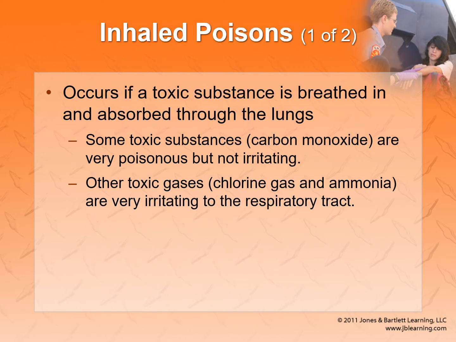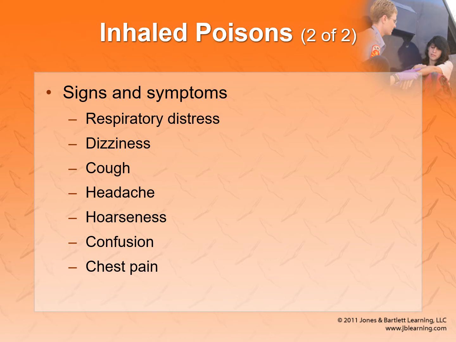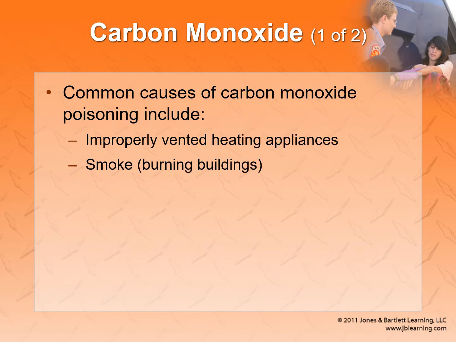All right, inhaled poison. This is a different route of transmission. This is if a person inhales the poison. Some of these substances, like carbon monoxide, are very poisonous but not irritating. The patient won't even know that they're exposed to it. Whereas other gases like chlorine and ammonia are very irritating. They're going to know right away that they inhaled something. Overall, though, the signs and symptoms are going to be respiratory distress, dizziness, cough, headache, hoarseness, confusion, chest pain. So if you see any of those symptoms, maybe start asking questions: did you breathe anything in? Were you around any chemicals? Just a little bit more information with that.